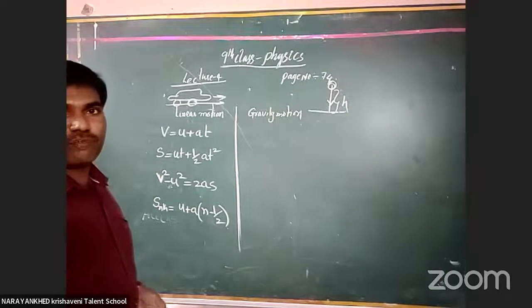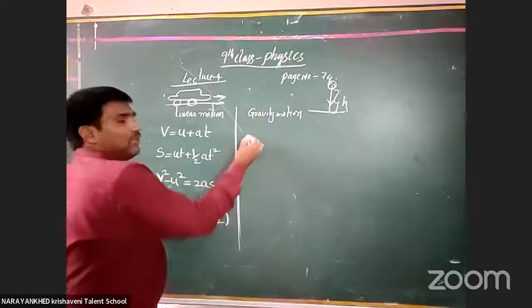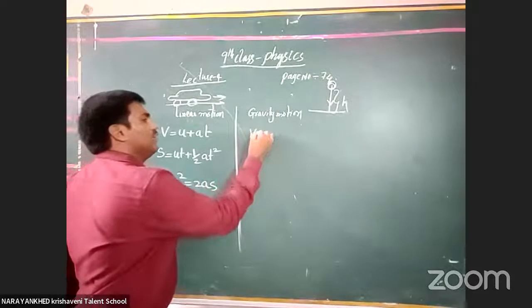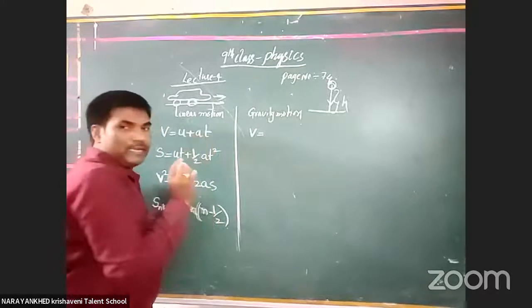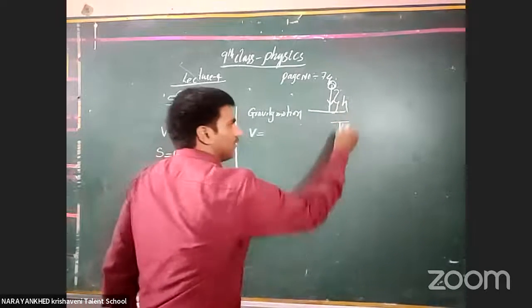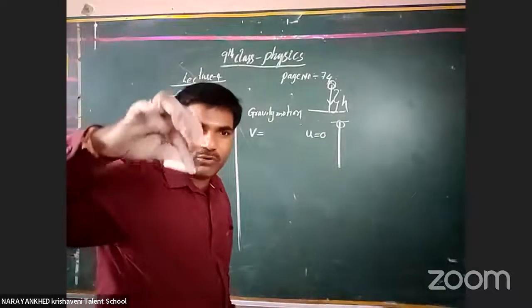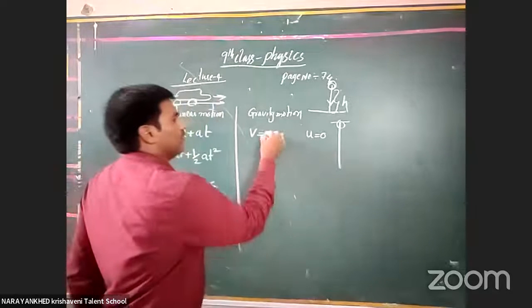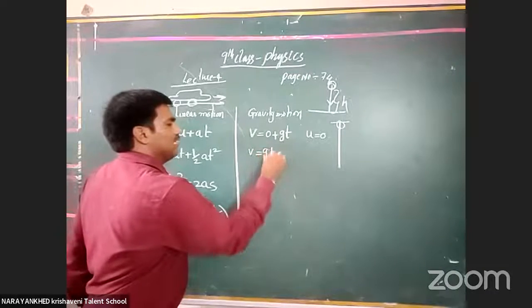Now, equations of motion, regular syllabus. Now there will be changes. v is equal to u plus at. Here, when the body drops from some height, u is equal to 0, because I have not given any velocity to it. That's why it becomes 0 plus g t. So v is equal to g t.